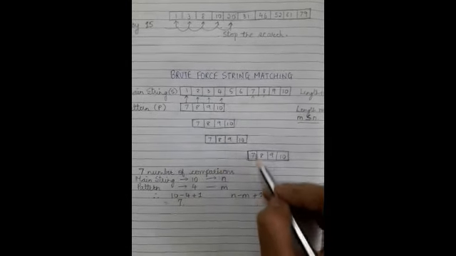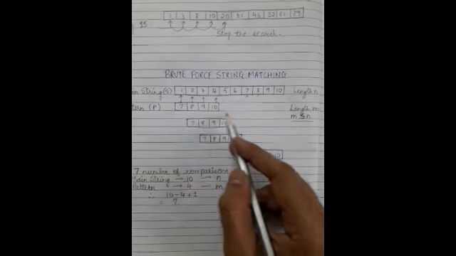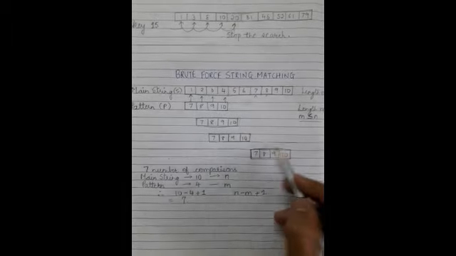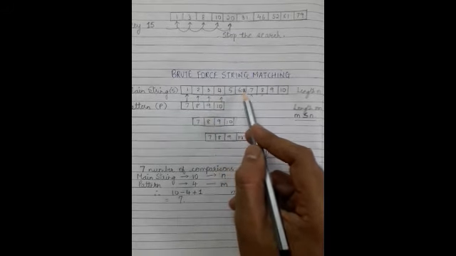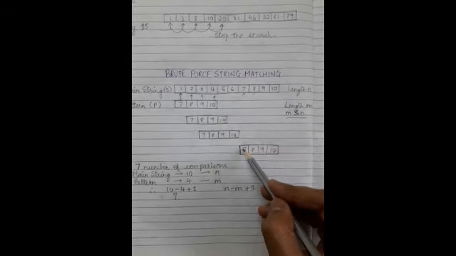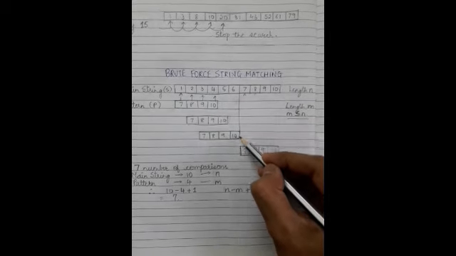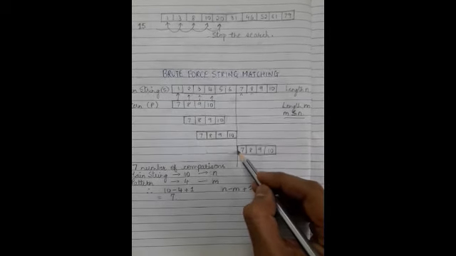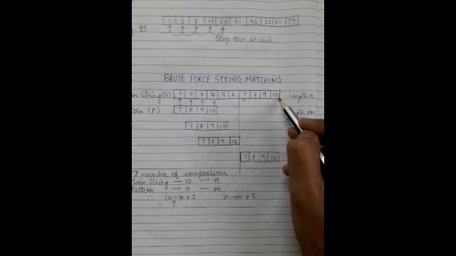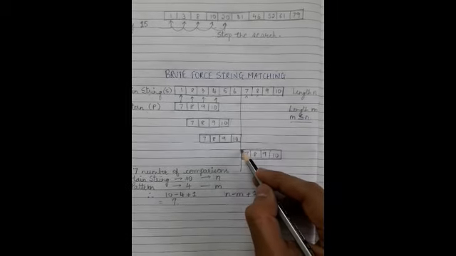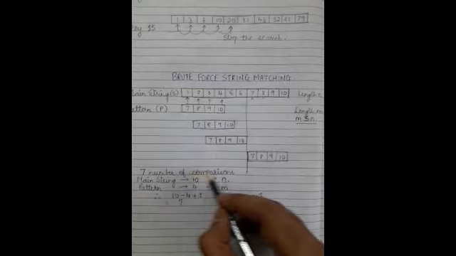Now, how many comparisons and shifts do we have to do? Here in this case it is 7 times. So this is 1, 2, 3, 4, 5, 6 and 7. I can't move this pattern further ahead, because if I move it further, it will exceed the length of the main string. That is not possible. So it will shift only till here. So 7 comparisons.